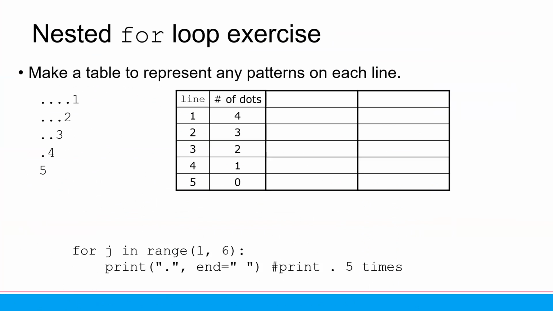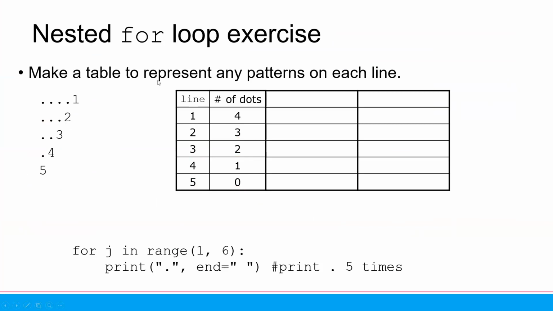So you can make a kind of table, and you can see we have 4 dots. In line 1, we have 4 dots. In line 2, we have 3 dots. In line 3, we have 2 dots. In line 4, we have 1 dot. And the last line, we have 0 dots.